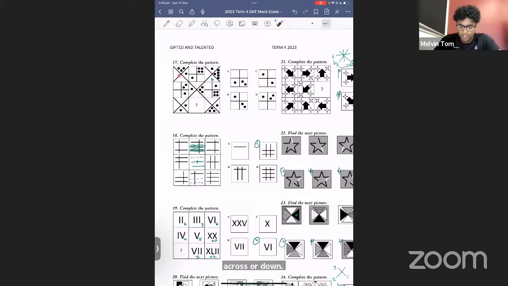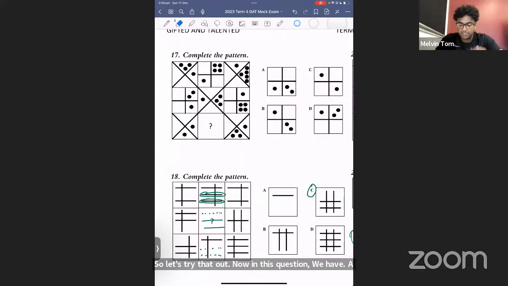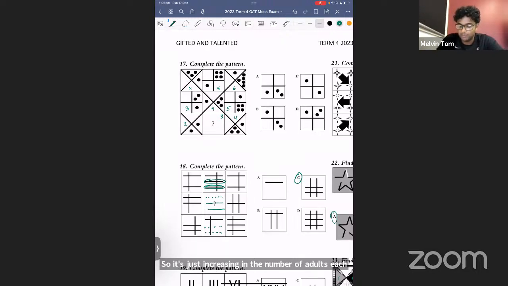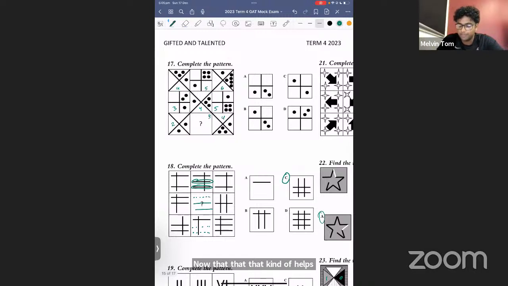Now, in this question, we have a number of dots that's changing. If you were to write that out, in here we have 4 dots, 5 dots, 6 dots, 3 dots, 4 dots, 5 dots, 2 dots, 4 dots. So there should be 3 dots here. So it's just increasing in the number of dots each time. That helps us in the sense that we can get rid of C, but it's either A, B, or D. From there, let's figure out if there's anything else that we can spot.